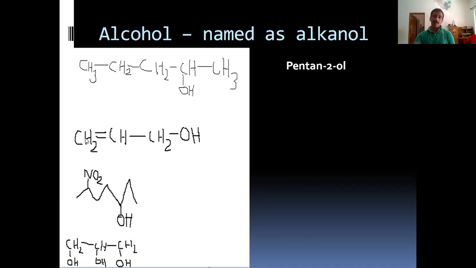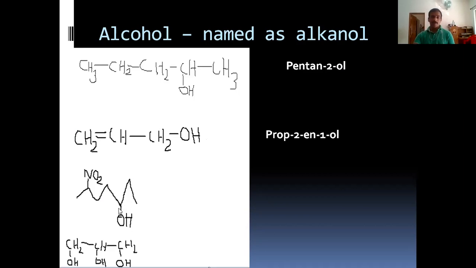So pentan-2-ol. Here there is a double bond and an OH group. The OH group will get preference over the double bond. So start numbering from this side. This carbon will get number 1, 2, 3. So what is the name? It is prop-2-en-1-ol.